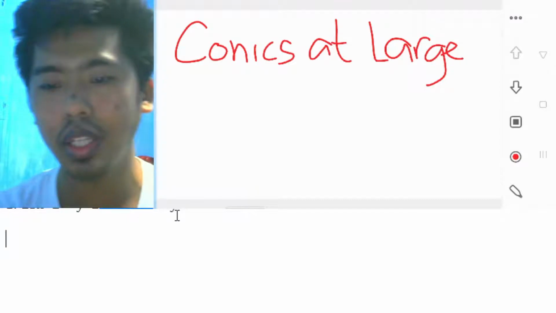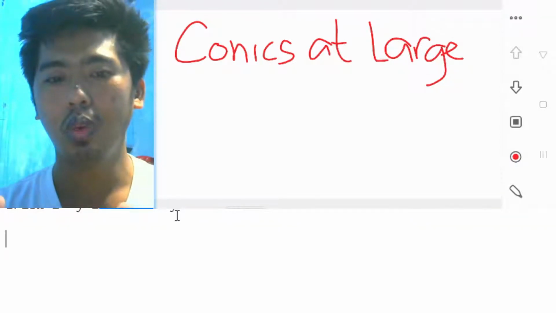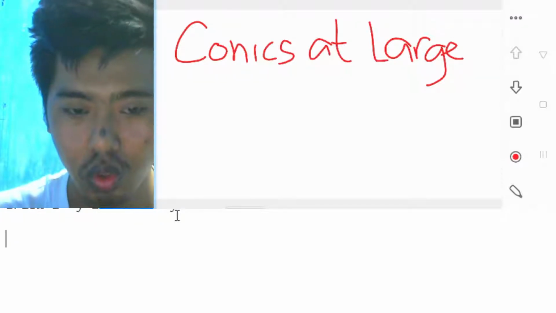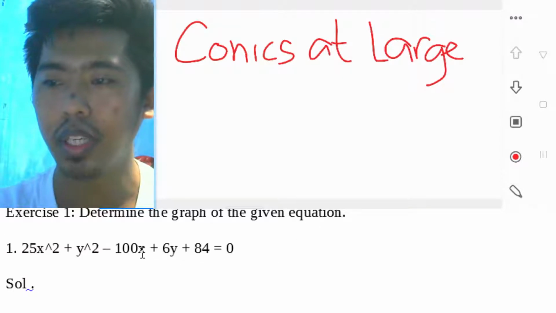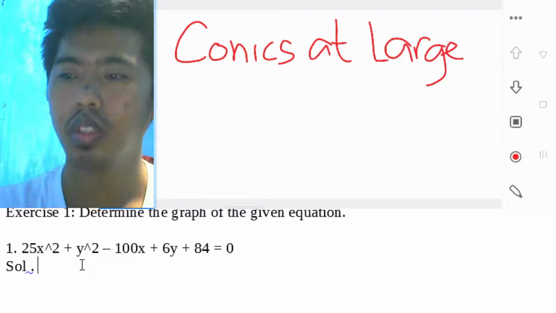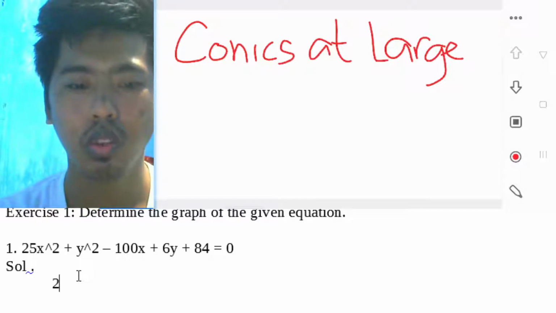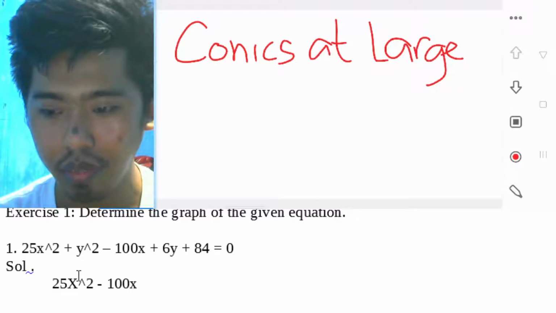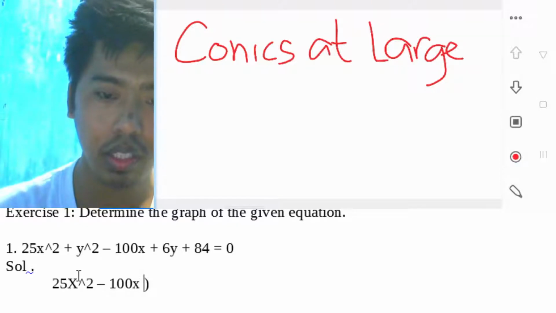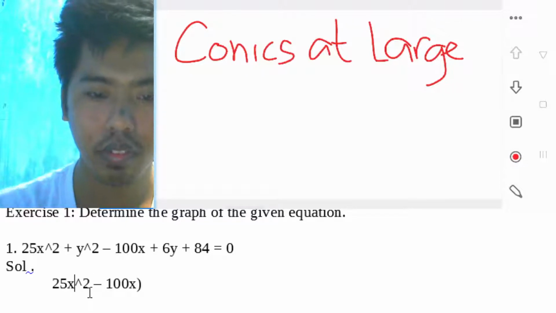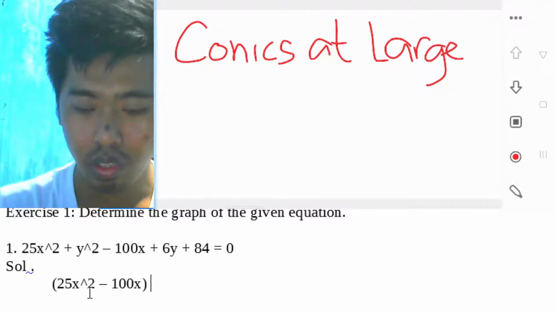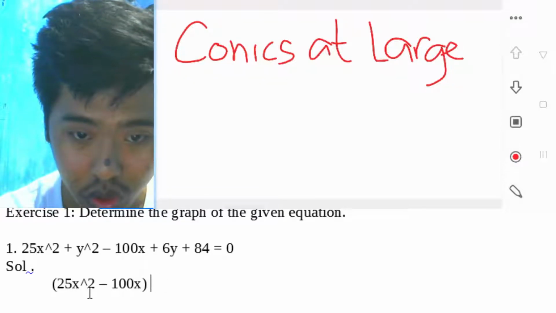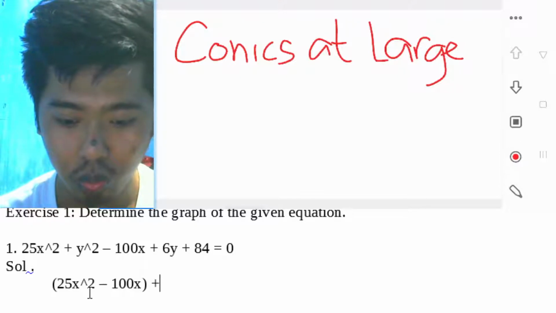So what we will do is make this into standard form. Meaning we group both x's and both y's, and the constant goes on the other side. Solution: 25x squared goes together with 100x, and we group the two x terms. Then the y terms: it's plus, not minus, since it is plus y squared.